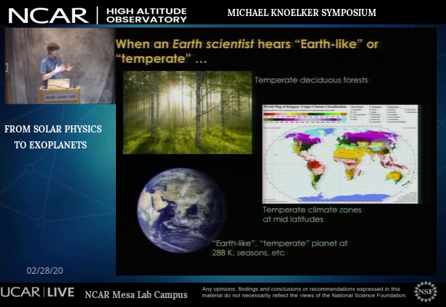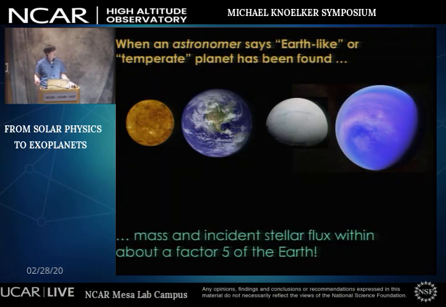When you're an Earth scientist, and I come from an Earth science background, an atmospheric science department, when you hear temperate, you may think of the Köppen climate classifications, mid-latitude climates, temperate deciduous forests, or Earth-like. You think Earth. But when you see these headlines, even in a peer-reviewed Nature article, when an astronomer tells you Earth-like and temperate, what they really mean is the mass and the stellar flux are probably within about a factor of 5 of Earth. It is what it is. You've got to get attention somehow. So be cautious of all the things you read in the press.